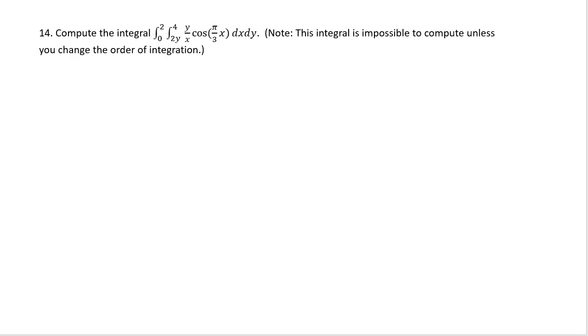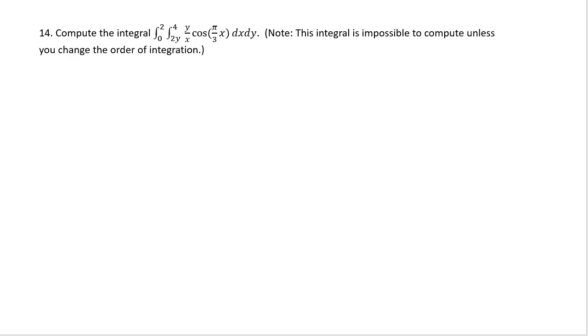Okay, number 14. So you have this integral, and it says the integral is impossible to compute unless you change the order of integration. So this is a kind of integral that you have to change the order in order to solve. So let's try to change the order of integration.